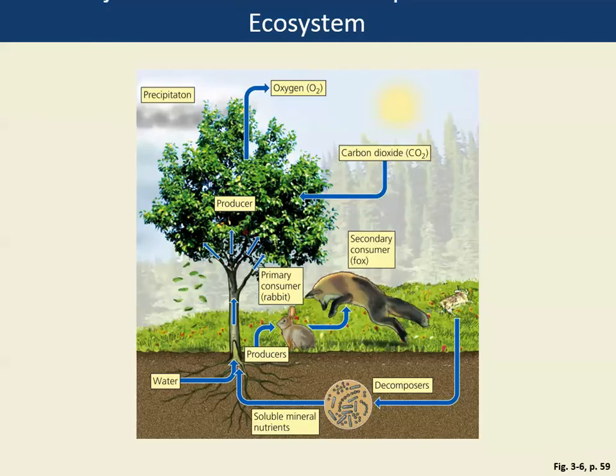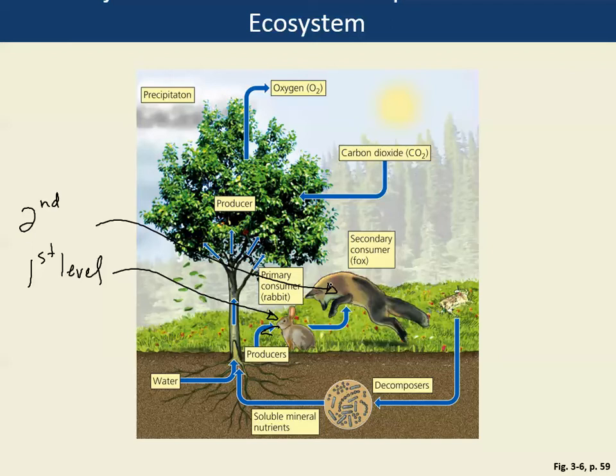So here we're looking at a typical ecosystem. You've got solar energy, and you've got carbon dioxide in the mix. Plants take in carbon dioxide and they release oxygen. That plant would be a producer. You have a primary consumer, primary meaning first level consumer, and that is the rabbit. So the rabbit eats grass or eats these leaves from the tree. The secondary or second level consumer here would be the fox. The fox eats the rabbit.